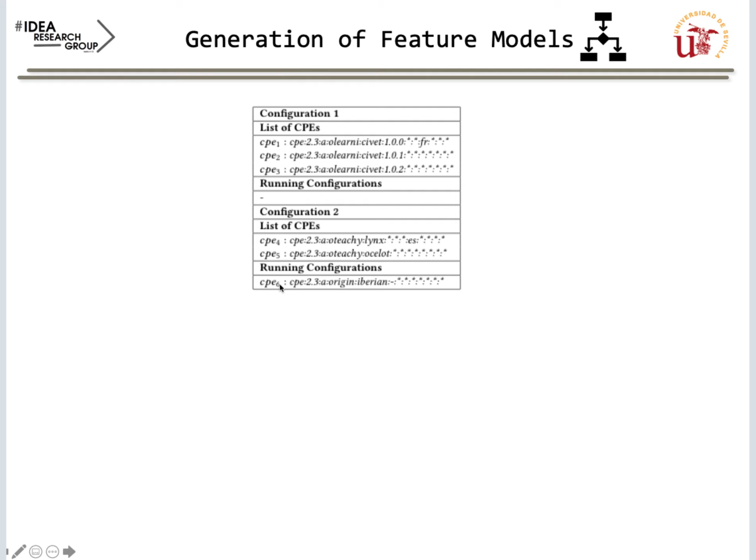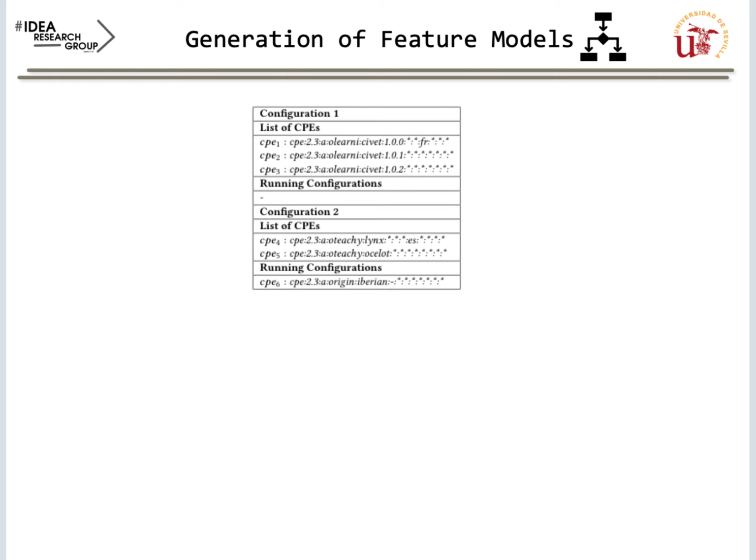1 running configuration. The running configuration represents the environment in which the affected configurations can produce the vulnerabilities. For instance, here we can see that there is no specific environment in which these three CPEs can produce it, but the second configuration has one specific running environment in which these configurations can be produced.